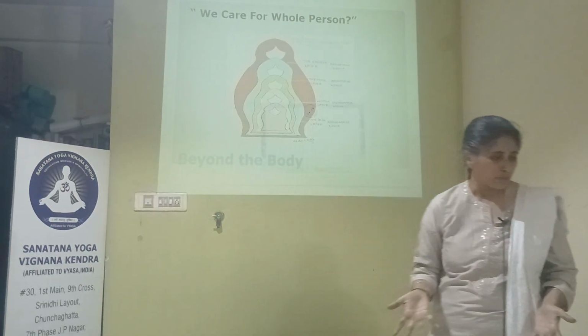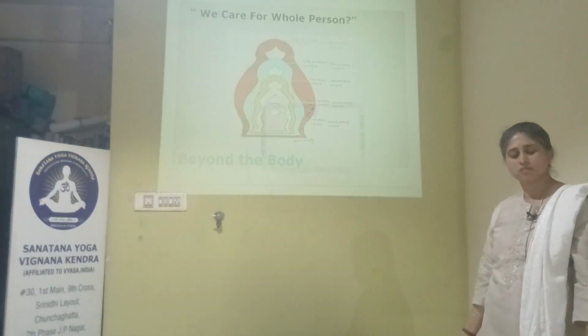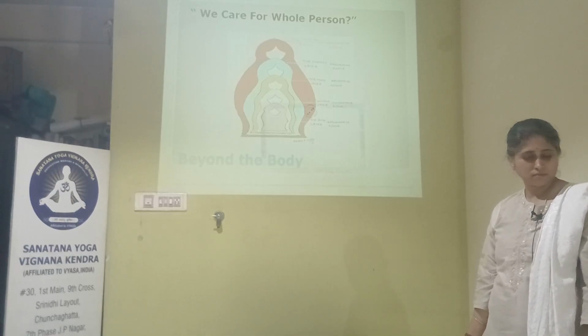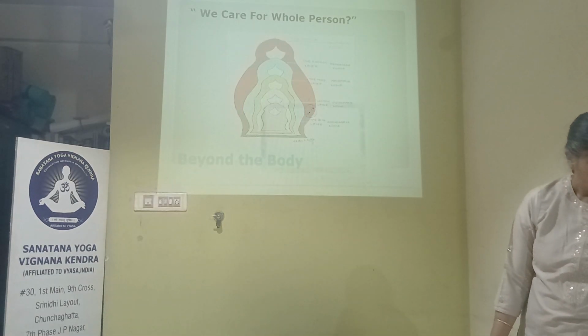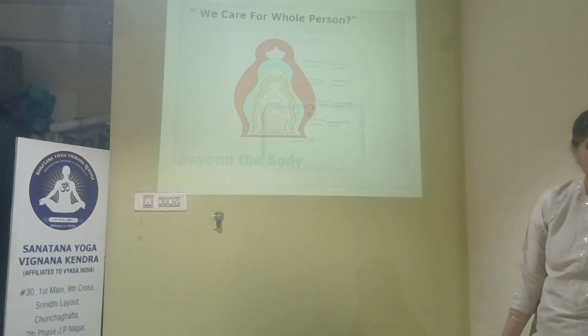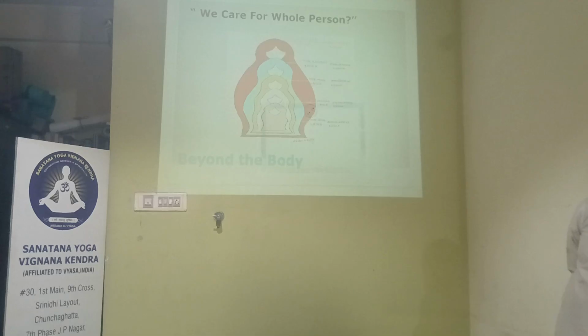Okay, this is how. Next, are all these things beyond the body, apart from Annamaya Kosha? Right. Next, we care for the whole person. We are not caring just for our body, our physical form. We are caring for our physical, emotional and spiritual selves also, right?